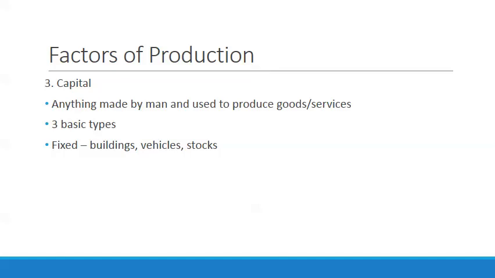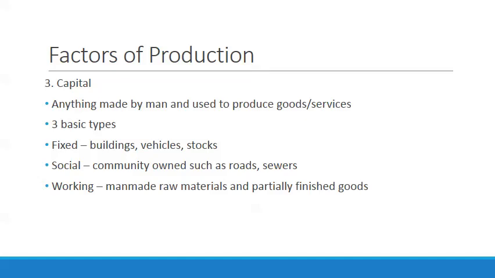These are buildings, vehicles, these are stocks. These are things like, for example, a building, your factories and things of this nature. Then we have our social capital, which is community owned, such as roads, sewers, these types of things that are built in order for the community to progress, to move, for transportation. Then we have working capital: man-made raw materials and partially finished goods.